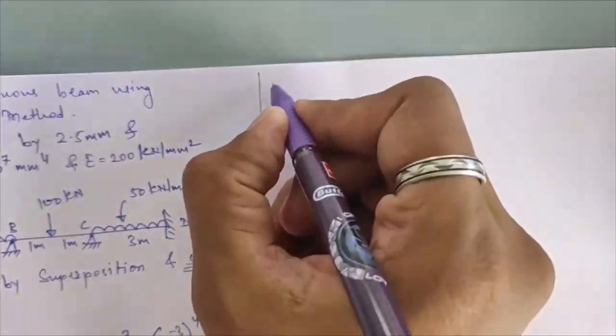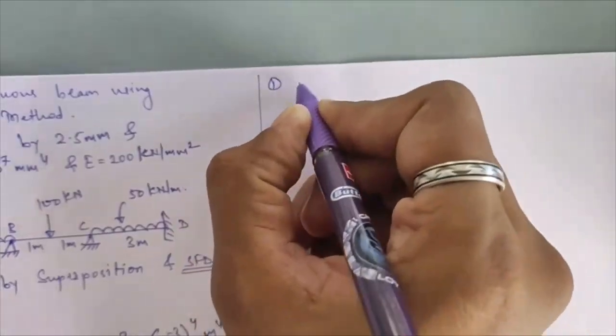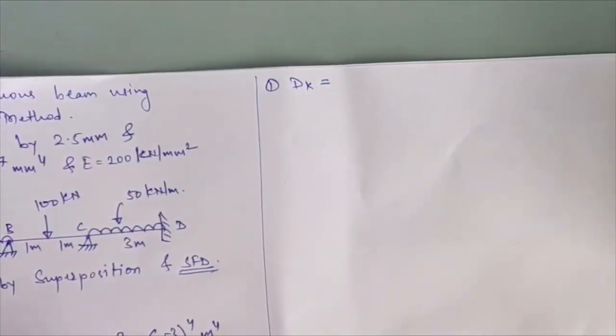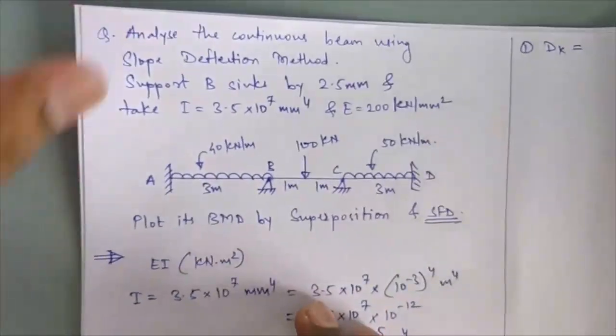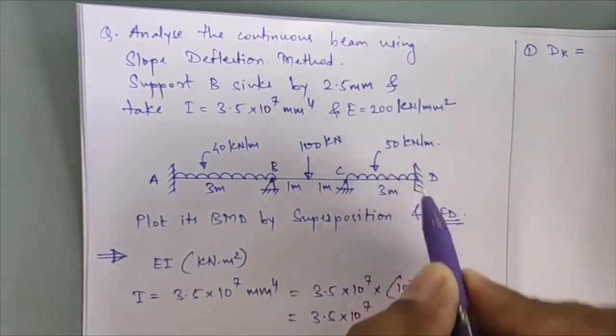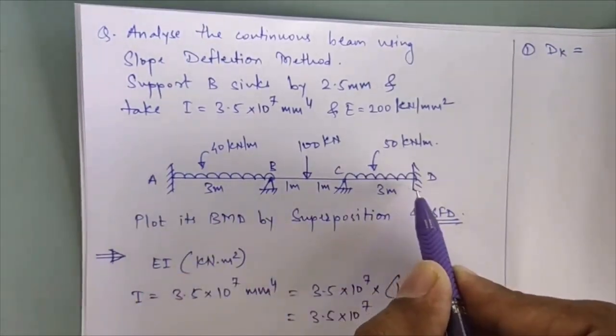Okay, now we'll start with our general steps. So our first step is what? First step will be calculating the dk value, that is degree of kinematic indeterminacy. That is dependent on your support conditions. If you observe, supports A and D both are fixed here, so that theta value will remain here 0.